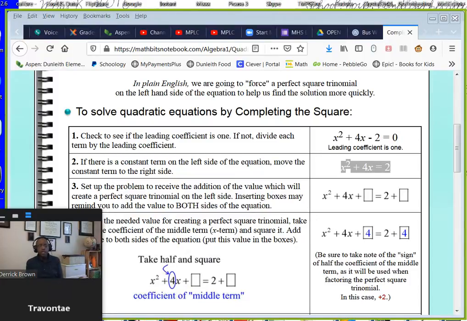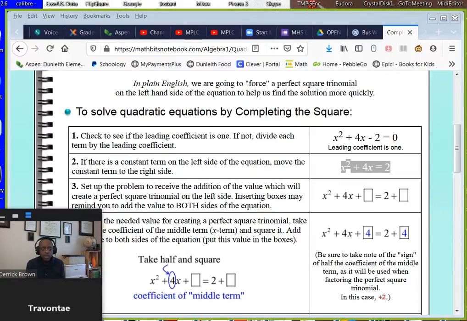Now, let's take the easiest one I can think of. x plus 1 squared. That one is what we call a perfect square trinomial. Now, if we simplified it, do you know how to use the FOIL method? Multiplying the first, outer, inner, and last terms.